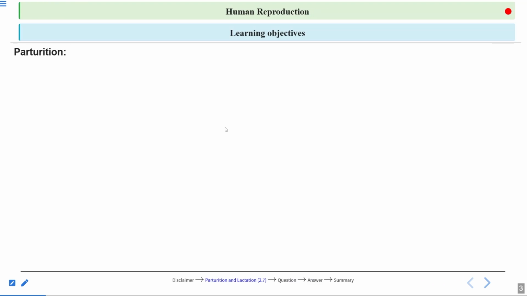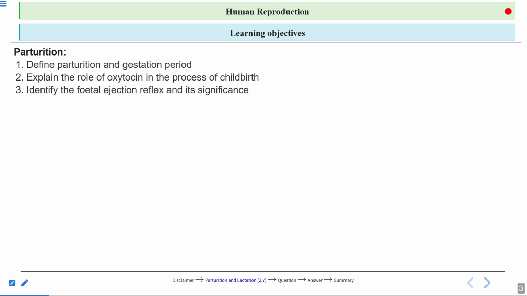So what are the objectives of today's session? What will we learn and understand? First of all, we'll be talking about parturition. Within parturition, we will understand what parturition is, its definition, and we'll talk about the gestation period.